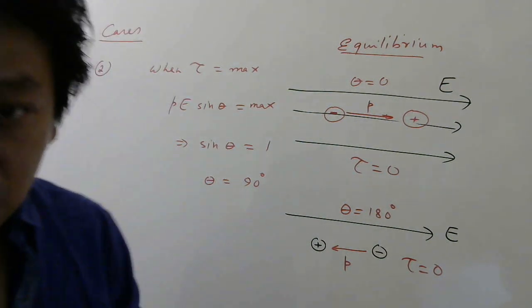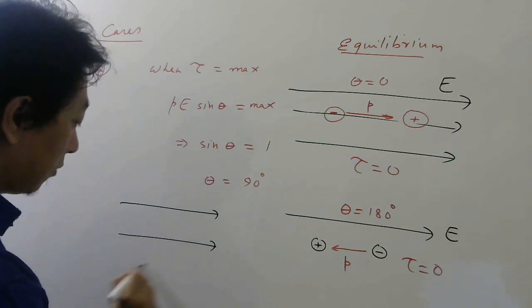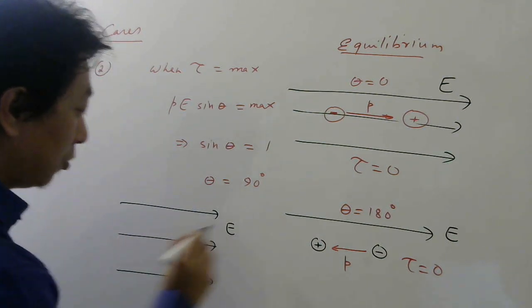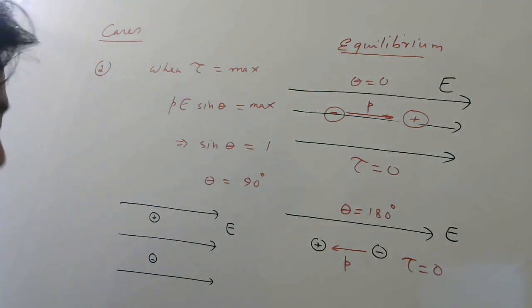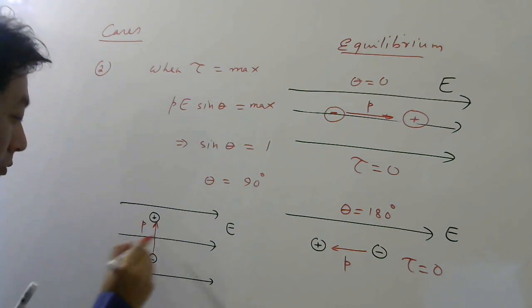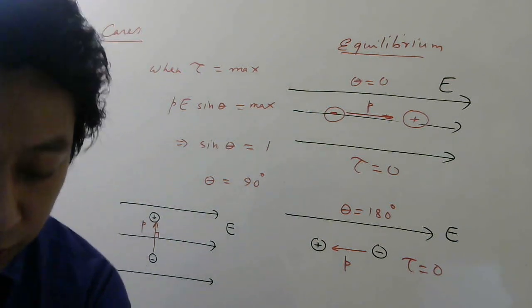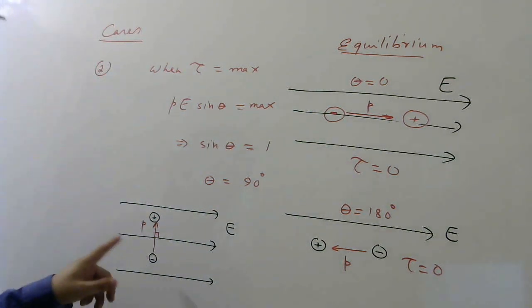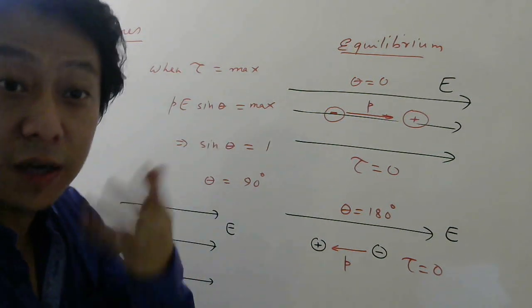That means now how will the diagram look? If the electric field is like this, a uniform electric field, how should you keep the dipole? This way. Minus here, plus here. So your dipole moment will be at what angle now? 90 degrees with the electric field. So at that time the torque will be maximum. So here it is not in equilibrium. Why? Because it is going to feel a torque.